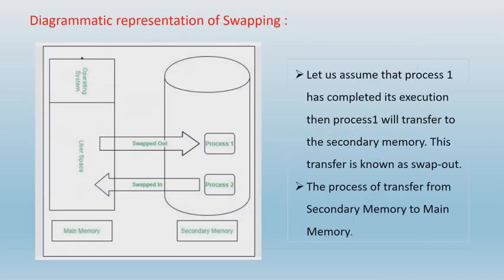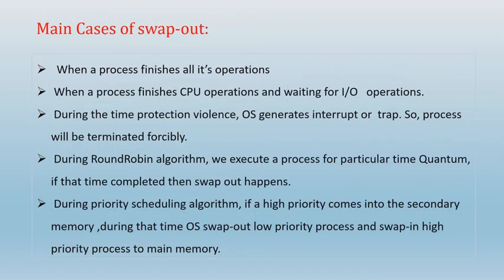This is the diagrammatic representation of swapping. Let us assume that process 1 has completed its execution. Then process 1 will transfer to the secondary memory. This transfer is known as swap out, and the process of transfer from secondary memory to the main memory is known as swap in. Let us discuss some main cases of swap out.